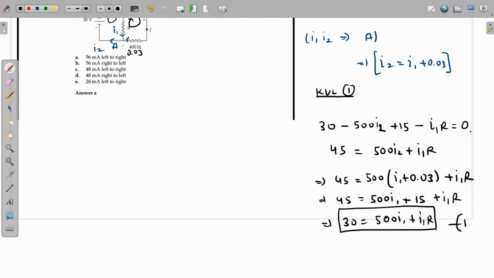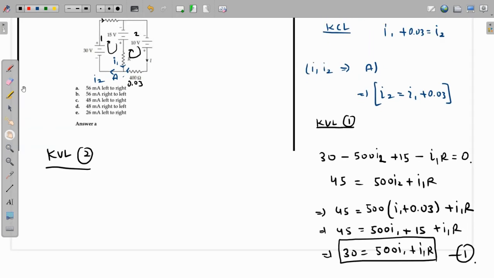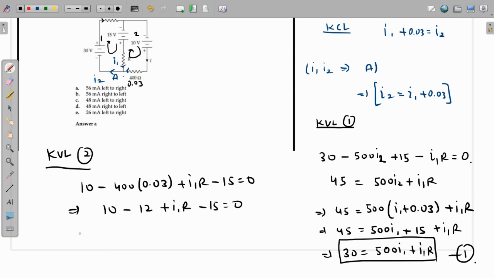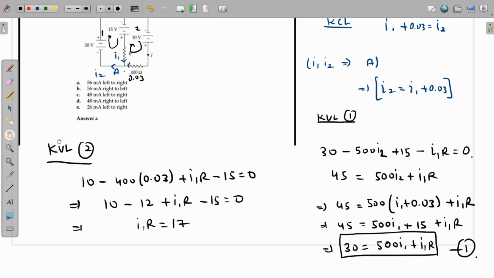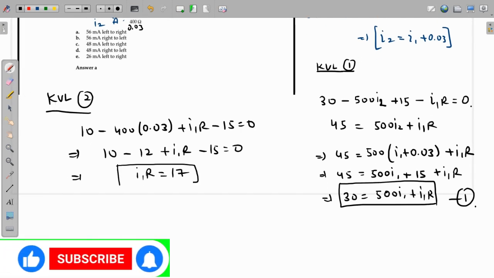Let's call this equation number 1. Likewise, we apply KVL in loop 2 to get, if we start from this battery, 10 minus 400 times 0.03 plus I1R minus 15 is equal to 0. It's going to be 10 minus 12 plus I1R minus 15 equal to 0. So 10 minus 12 is minus 2. Minus 2 minus 15 is minus 17. Minus 17 goes over to the other side to give us 17. So we got the value of I1R. Let's call this equation number 2.